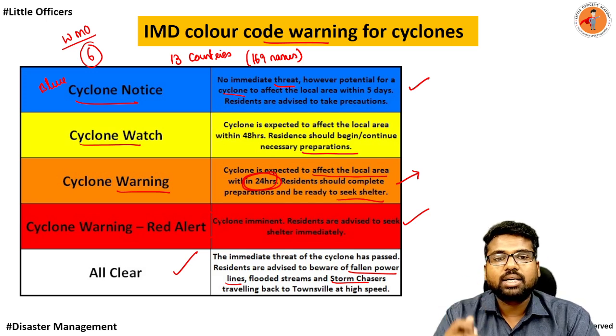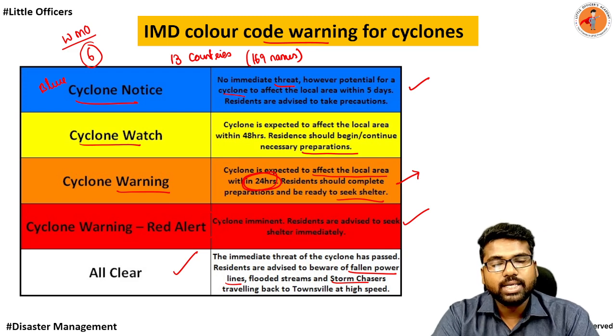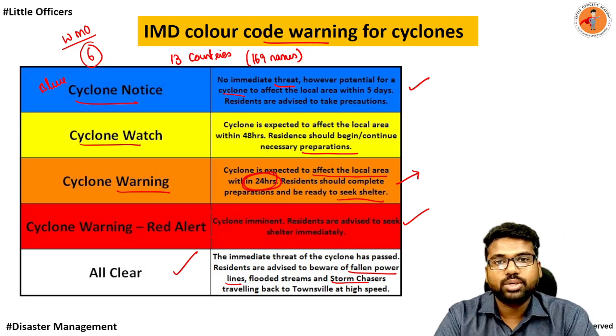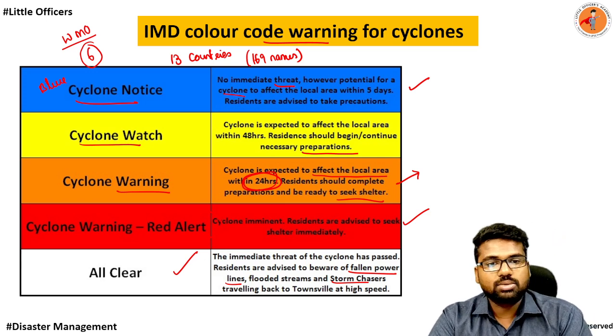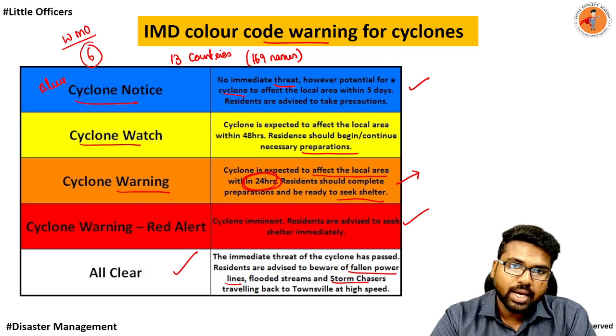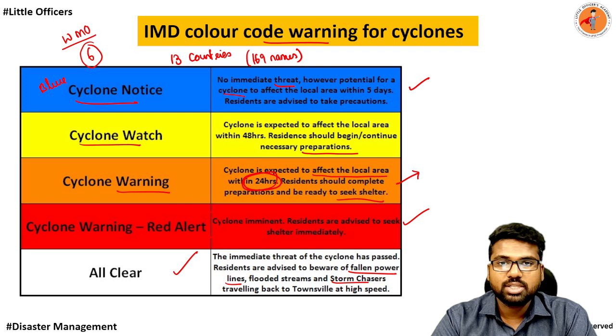In this manner color coding is given. Accordingly, there is a step by step process and information dissemination to reduce the impact of it. Okay, so sometimes they would directly ask the question on the IMD color code warning for management and mitigation of these cyclones. Then you can write all these things.